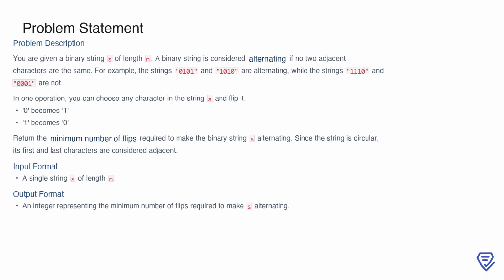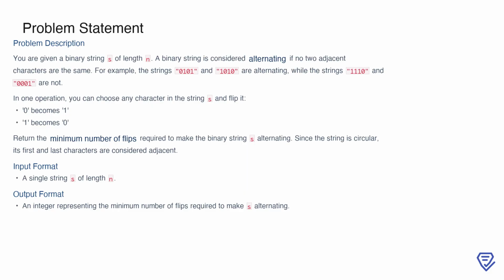The problem asks us to work with a binary string, which is a string consisting only of zeros and ones. This binary string is considered alternating if no two adjacent characters are the same. For example, strings like 0101 or 1010 are alternating because each character alternates between 0 and 1. On the other hand, strings like 1110 or 0001 are not alternating because they contain consecutive characters that are the same.